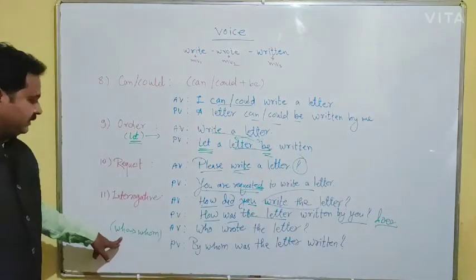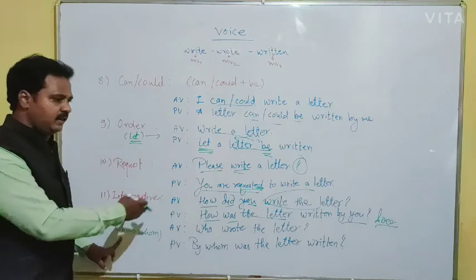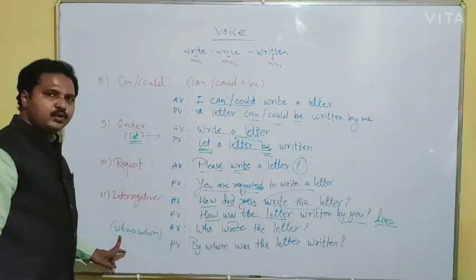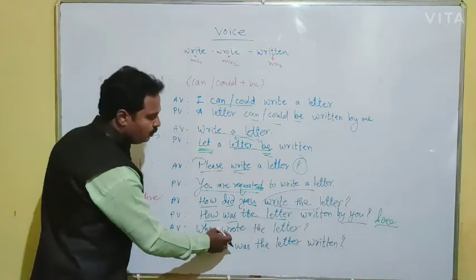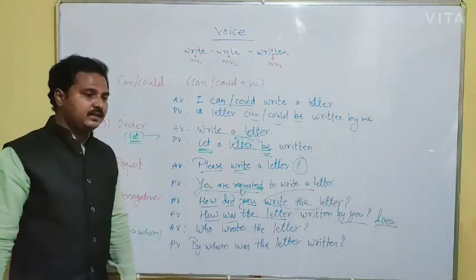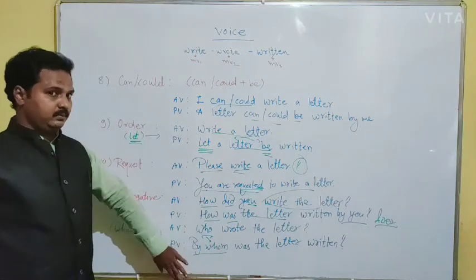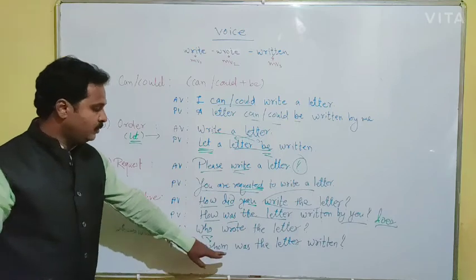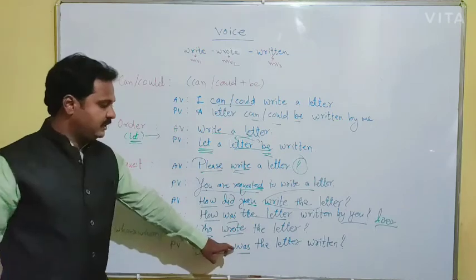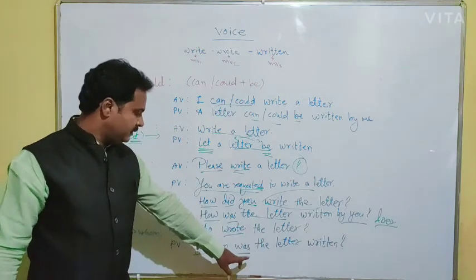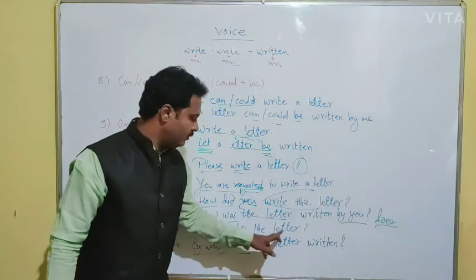Next, there is a standard rule in interrogative sentences while making active to passive voice. Who becomes whom. Active voice example: who wrote the letter? Here we use by whom. For who we use by whom. Write down this one: by whom, was. Past tense, wrote is there, so was is here. By whom was the letter written?